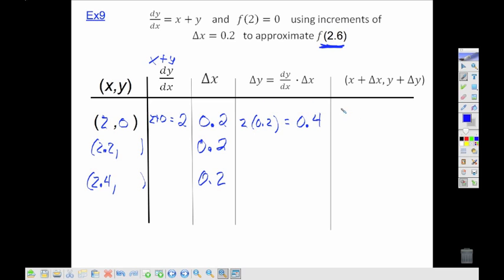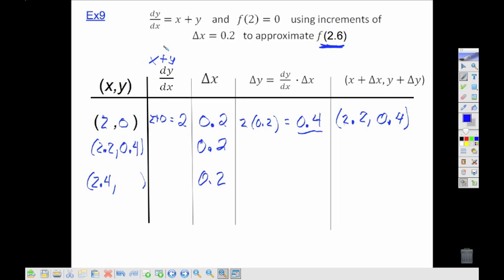So we come back to our original point here. Our x is changing by adding that 0.2, the change in x, so we have 2.2. Our y value then will be 0 plus the value we just found, so we're now at 0.4. We then bring this value down here. We've just added to our x, and we've also found how much to add to y.